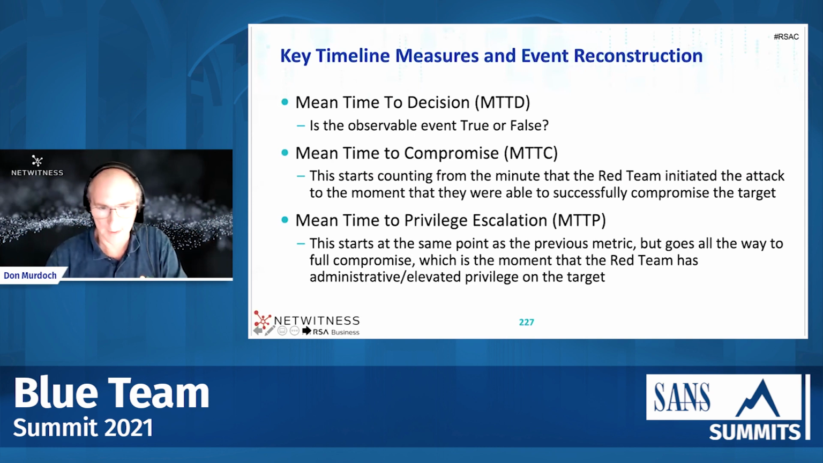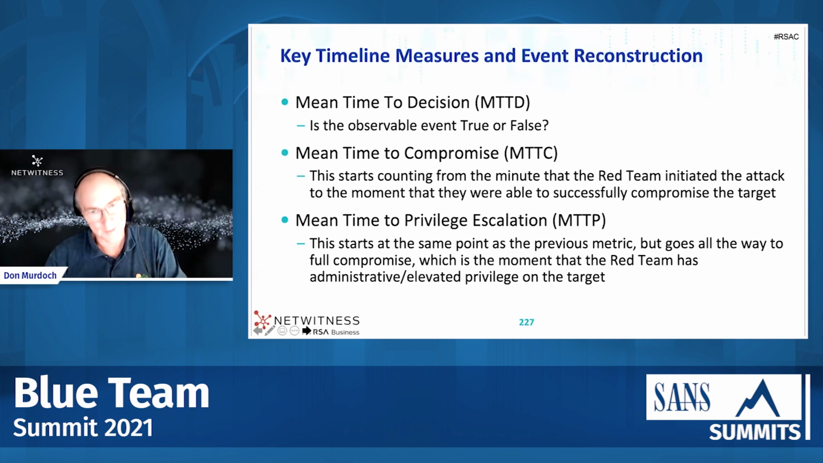Mean time to compromise and mean time to privilege escalation. These are not the same thing. Mean time to compromise is how long it took before the red team initiated the attack mechanism before they were actually capable of compromising a target. Compromising a target does not mean privilege escalation. Privilege escalation means how long does it take before they have full compromise where they have elevated access that they need.